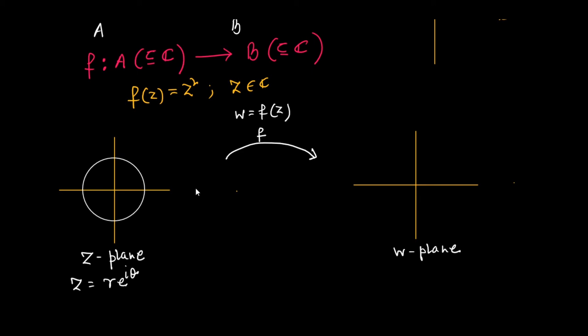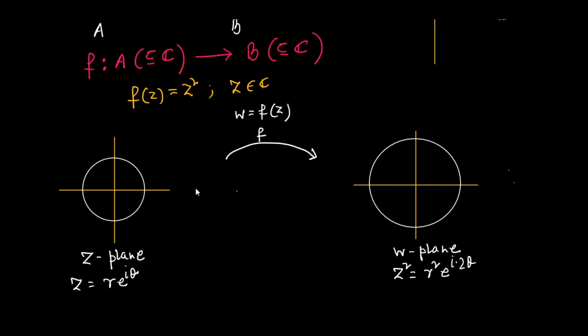Now, since z equals r e to the power i theta, z square will be equal to r square e to the power i into 2 theta. So z square now will lie on a circle of radius r square, as we can see here. Now, this r square may be greater than r, may be less than r, depending on your value of r for z. So let us take an arbitrary circle of radius r square. For the sake of discussion, let us consider this is my circle of radius r square. So whenever z lies on this circle of radius r in z plane, w or z square will lie on this circle of radius r square in w plane.